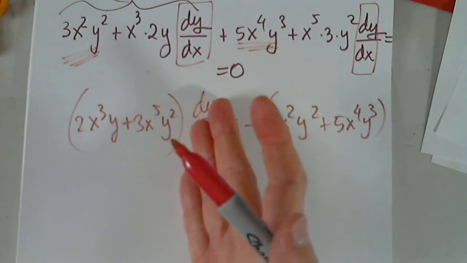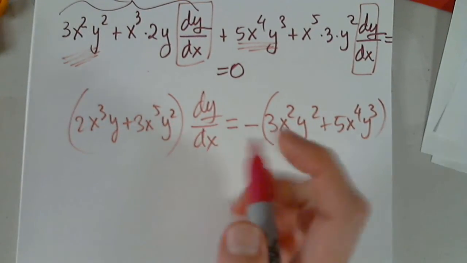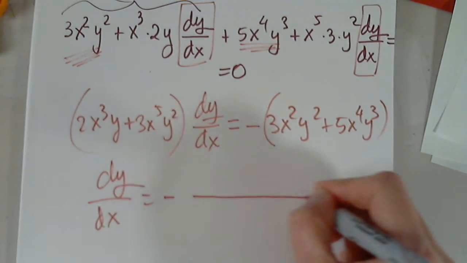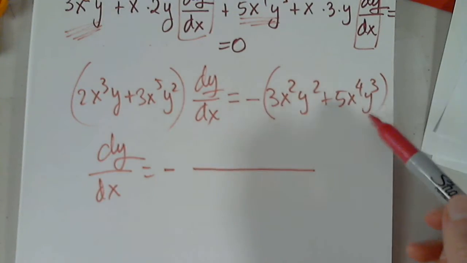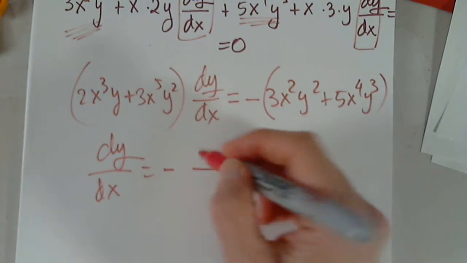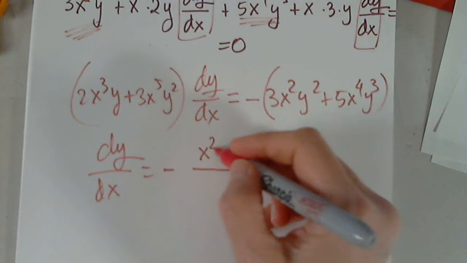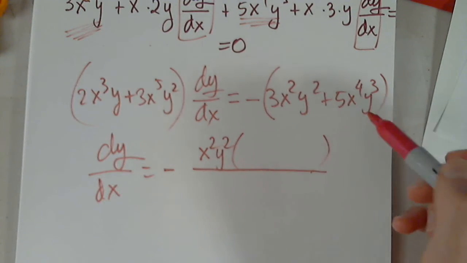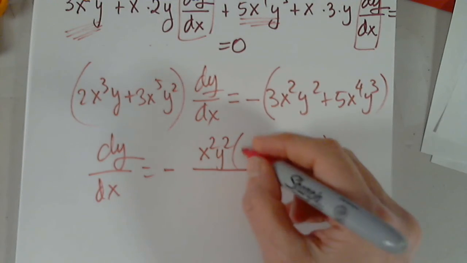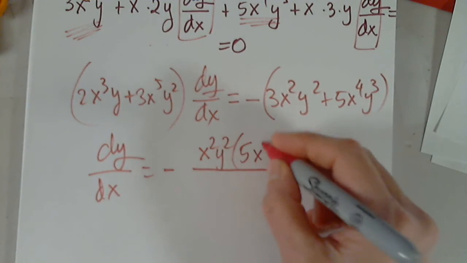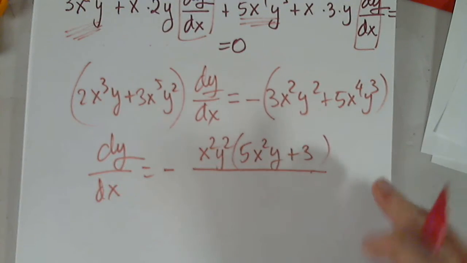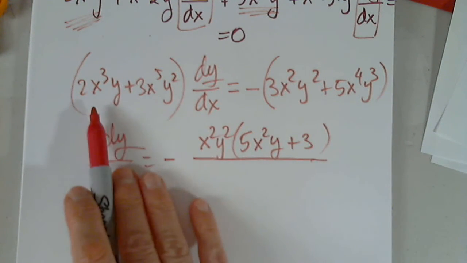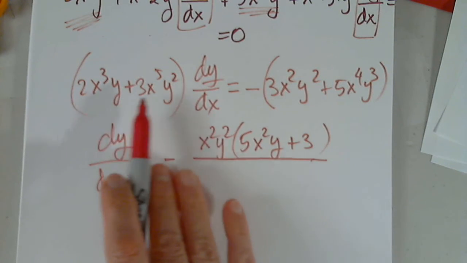Of course, I'll divide both sides by what multiplies this. So dy over dx is negative in front. Let's see what we can pull out. I can pull out an x squared, and I can pull out a y squared. So it's x squared y squared. So it's 5 x squared y plus 3. Let's see what we can pull out from here. An x cubed and a y.